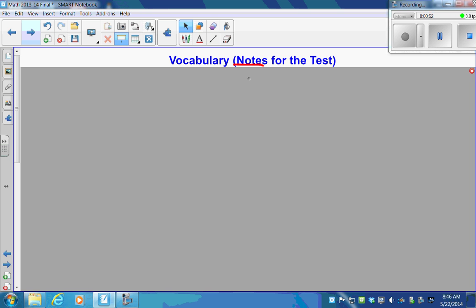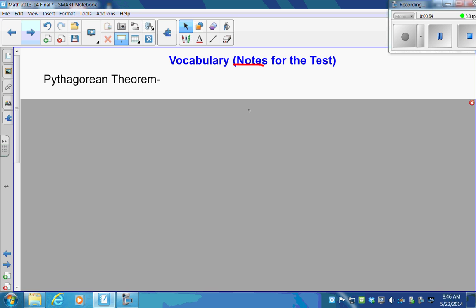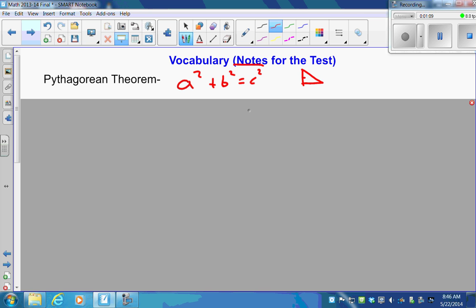So vocabulary. First vocab is the Pythagorean theorem. The Pythagorean theorem equation is a squared plus b squared equals c squared. We'll go through this in a sec, and also, it is for finding the length of sides of right triangles. So right triangles, that is what it is for.